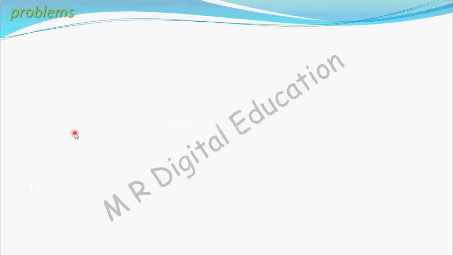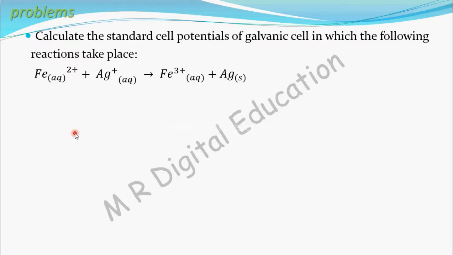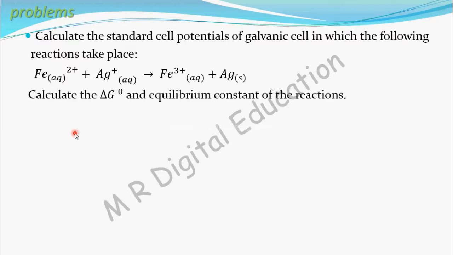Let's see one more problem. Calculate the standard cell potential of the galvanic cell in which the following reaction takes place. Given this reaction, calculate the delta G naught and equilibrium constant of the reaction. It is just similar to the previous problem.